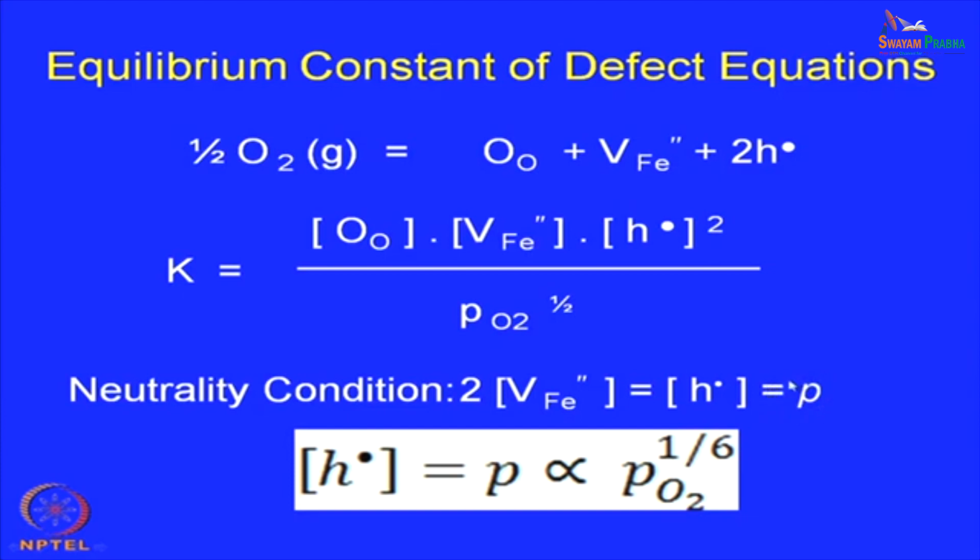So, ultimately if you replace that in this equation, this is replaced by P and this is P square anyway. So, it becomes P cube and finally, this becomes proportional, this is of course constant at a particular temperature. So, P becomes proportional to PO2 to the power 1/6.